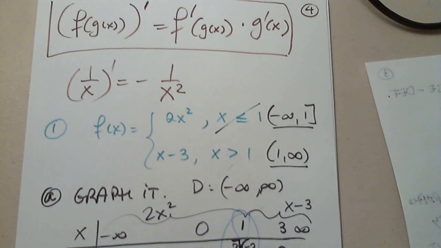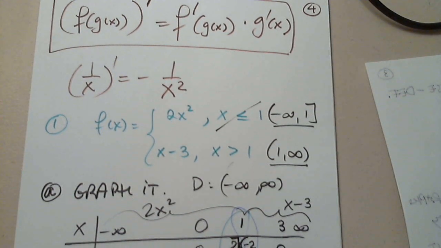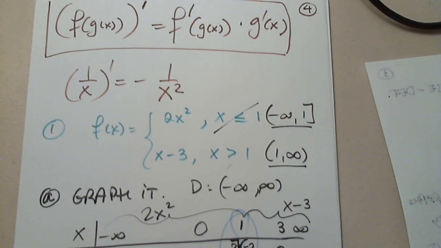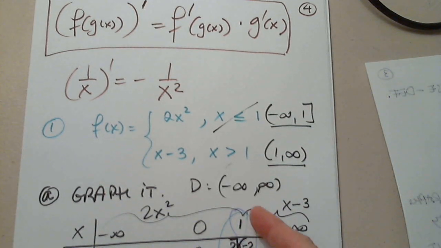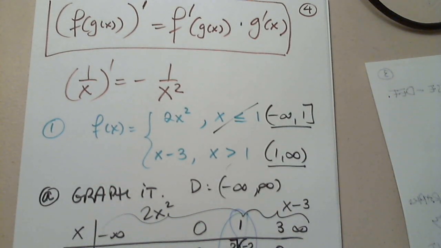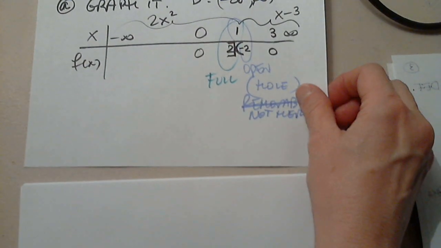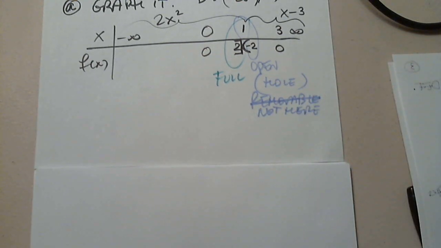A hole can be removable if they are both the same, but they're not. So the hole can be removable, but not in this case, because these two numbers are not the same. And the function exists at that point. Okay, perfect. So I have what I need. Am I still centered in both? I think so.